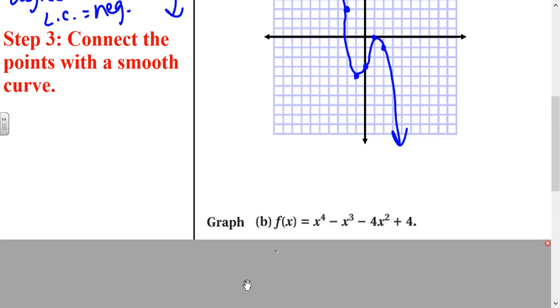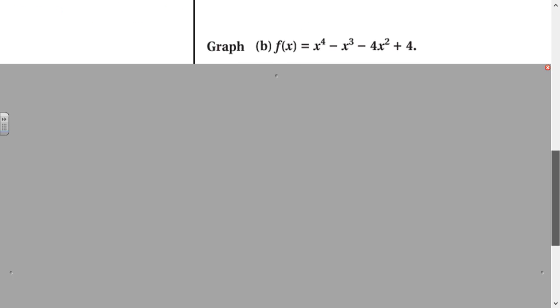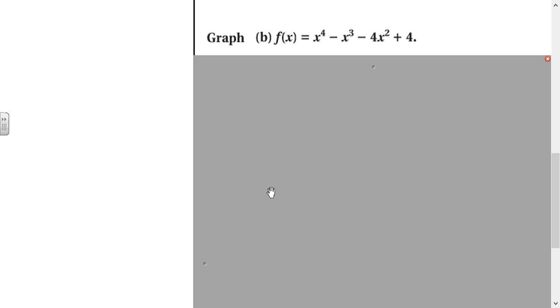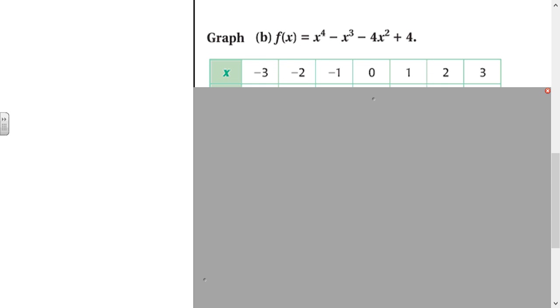So let's try another example. Let's graph f of x equals x to the fourth minus x cubed minus 4x squared plus 4. So same process. We're going to plug in points again, and I'm just going to kind of use my general rule of plugging in from -3 to +3 for x. So when I plug this into my calculator, I'm going to have -3 to the fourth minus -3 cubed minus 4 times -3 squared plus 4.